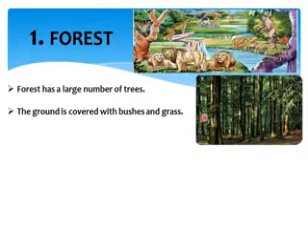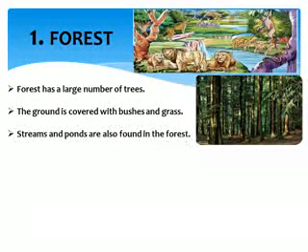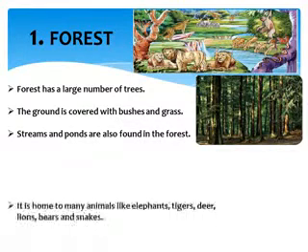And also you can see some of the animals here like lion, tiger, elephant, giraffe, monkey, deer, and different kinds of birds, all live in the forest. Streams and ponds are also found in the forest. You can see in this diagram, the ponds and streams are all found in the forest. Even water will be there in the forest for the animals to drink.